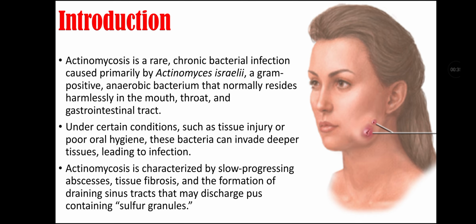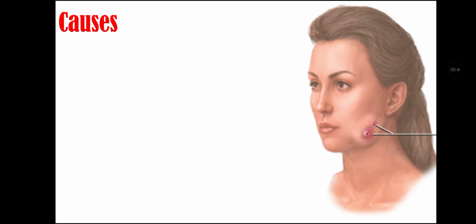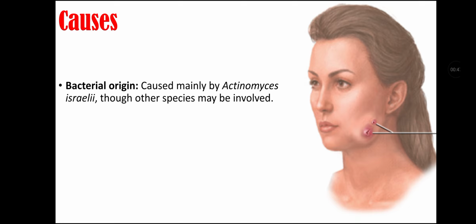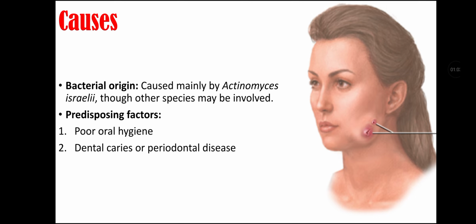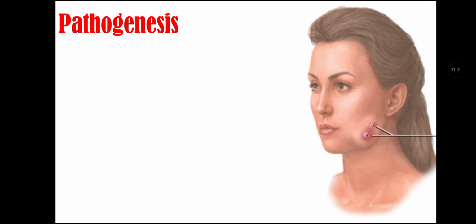Actinomycosis is characterized by slow progressing abscess, tissue fibrosis, and formation of draining sinus tracts that may discharge pus containing sulfur granules. Causes of actinomycosis. First is bacterial origin, and it is caused mainly by Actinomyces israelii, though other species may be involved. Second, there are predisposing factors that include poor oral hygiene, dental caries or periodontal disease, oral trauma or surgery, immunosuppression.